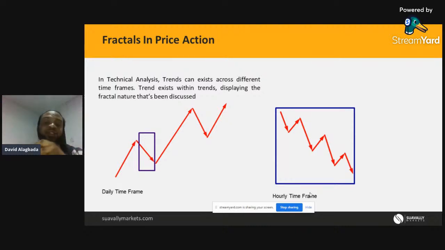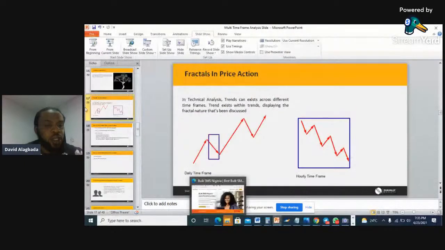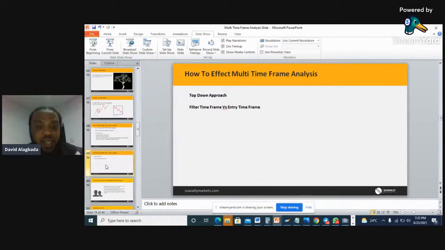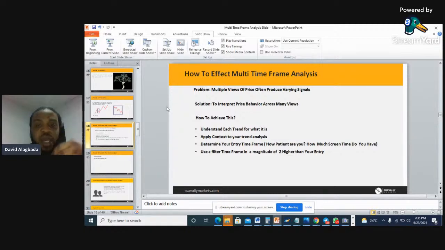Okay, so if the trader is trying to ask himself what really is a trend, that becomes a very tricky question, because now you're seeing an uptrend on the daily, and you're seeing a downtrend on the hourly, and it gets you wondering which one you are going to use. So that's what we need to be looking at right now. We're going to need to look at a top-down approach. Okay, I'm going to share with you how to do multi-time frame analysis.